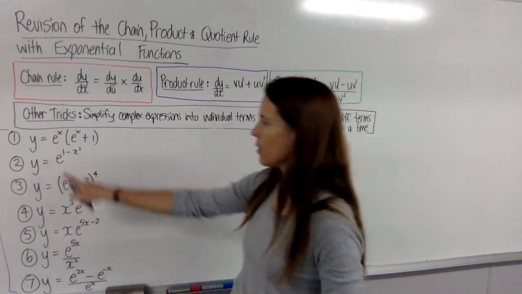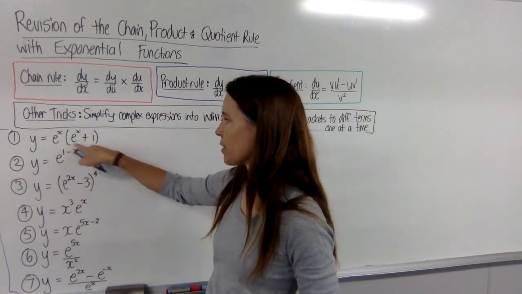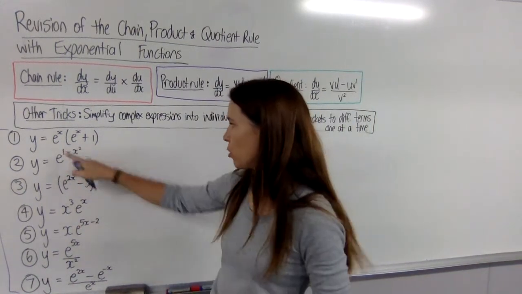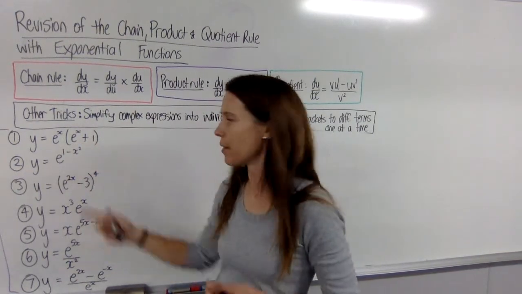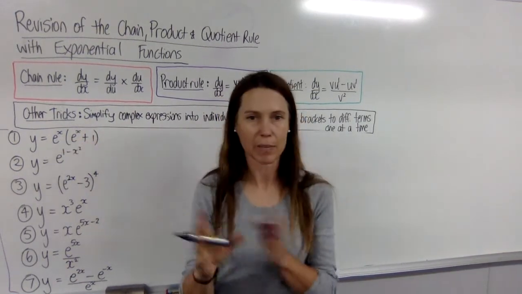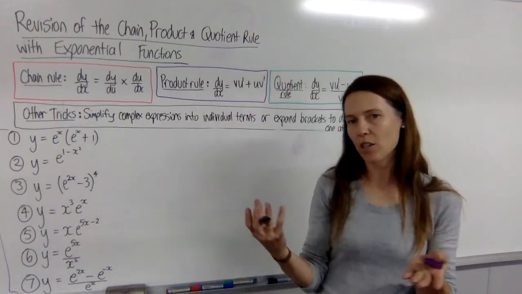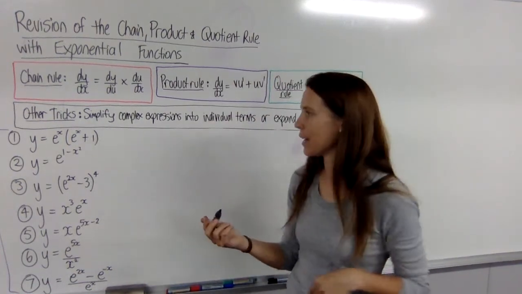Now, this first one, I've got two different parts multiplied together. So I could actually use the product rule for this, but I think that will take me longer than if I just expand the brackets and make myself two terms and differentiate them one term at a time. So I'm going to do that.